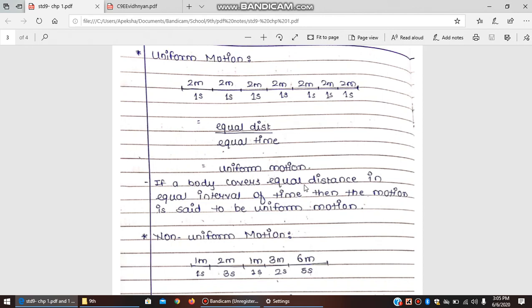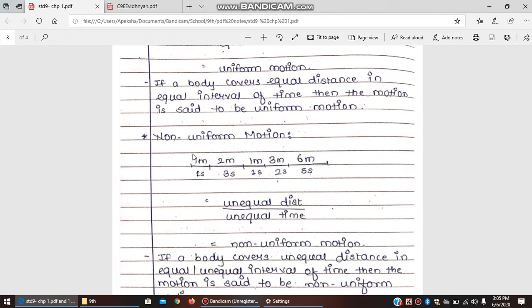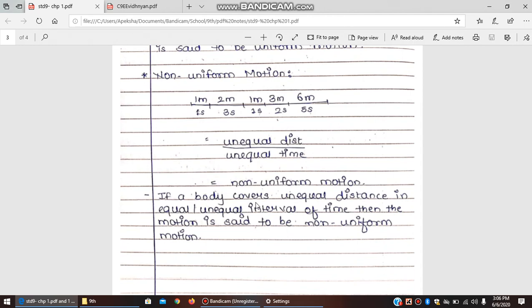इसका definition यहाँ पे दिया हुआ है. इसका उल्टा, where you are covering unequal distances in equal or say unequal time. सेम टाइम में अनइक्वल डिस्टेंस कवर करो या अनइक्वल टाइम में अनइक्वल डिस्टेंसेस कवर करो. ये पहले आप 1 मीटर कवर कर रहे हो, फिर 2 meters and then 5 meters and again 2 meters. So in that case, the body is said to be in non-uniform motion because the distance covered is unequal and the time is also unequal. ये रहा non-uniform का definition.